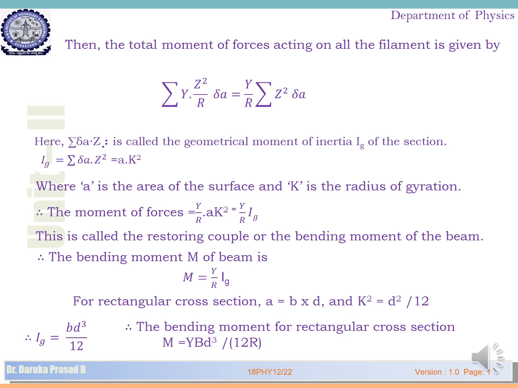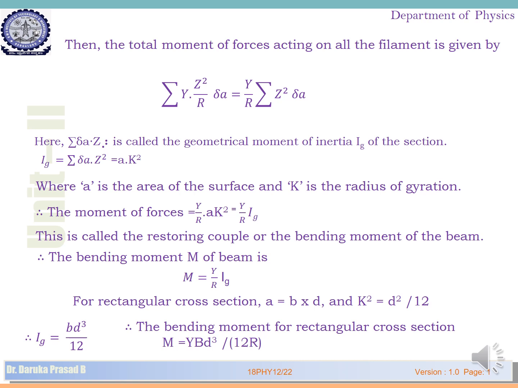So, these are known things, you need not derive them separately. Let us consider them as known equations. Then the expression for Ig becomes BD cube by 12. Therefore, the bending moment for a rectangular cross section becomes Y B D cube divided by 12 R.